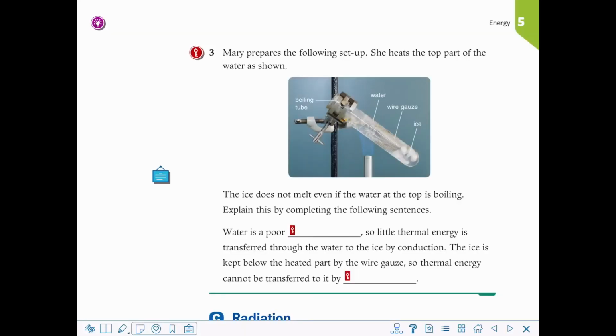Question 3. Mary prepares the following setup. She heats the top part of the water as shown. The ice does not melt even if the water at the top is boiling. Explain this by completing the following sentences. Water is a poor conductor, so little thermal energy is transferred through the water to the ice by conduction. The ice is kept below the heated part by the wire gauze, so thermal energy cannot be transferred to it by convection.